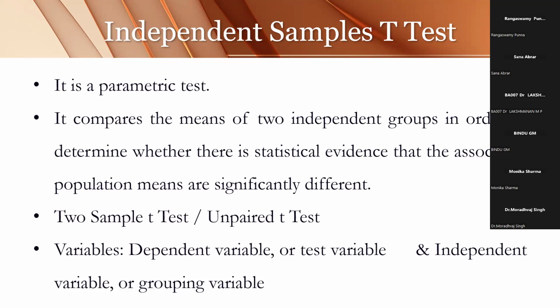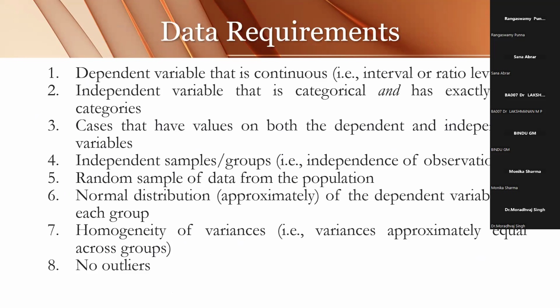Now, in order to conduct the independent sample t-test, we need to have one dependent variable and one independent variable. The independent sample t-test is also known as the two sample t-test or unpaired sample t-test.